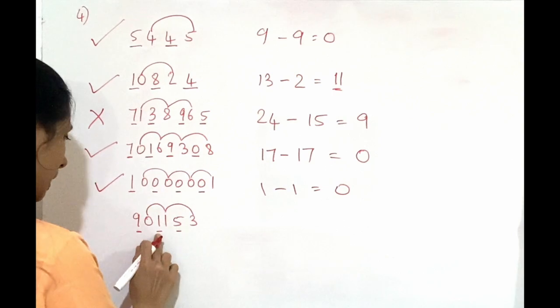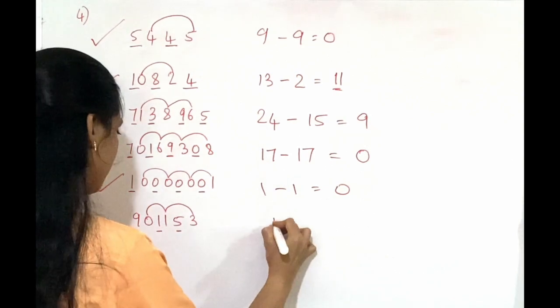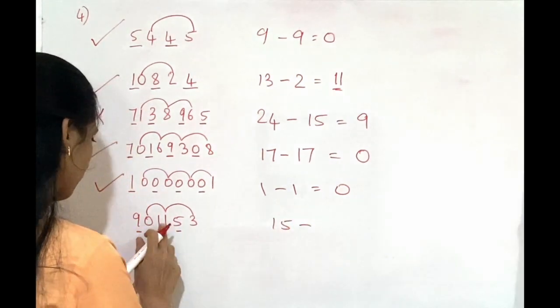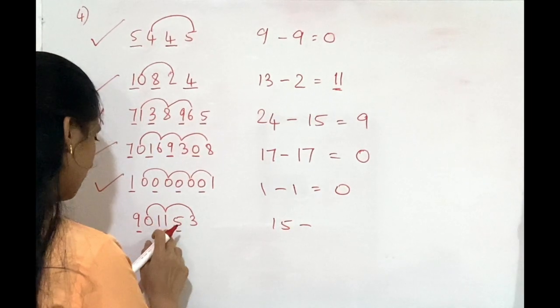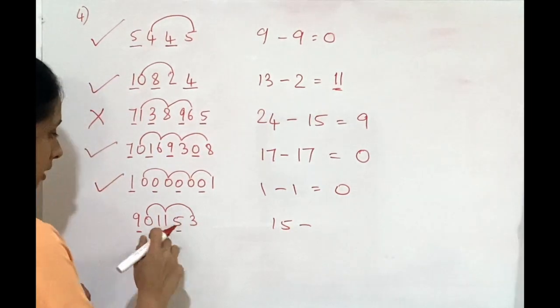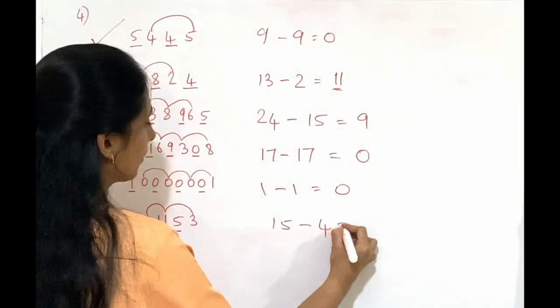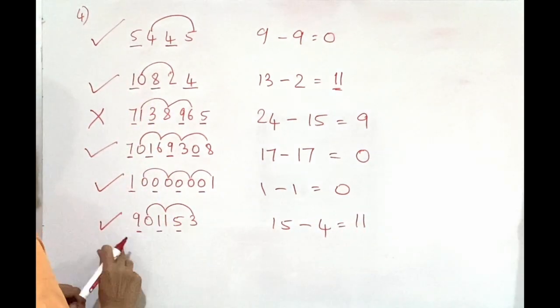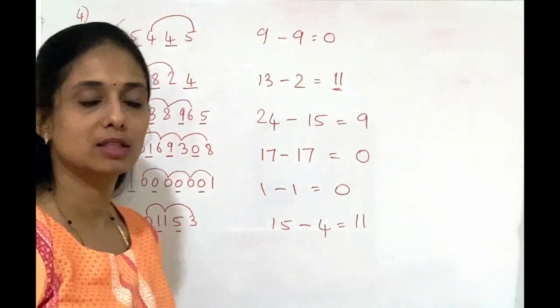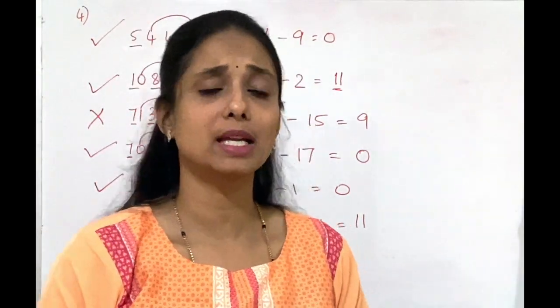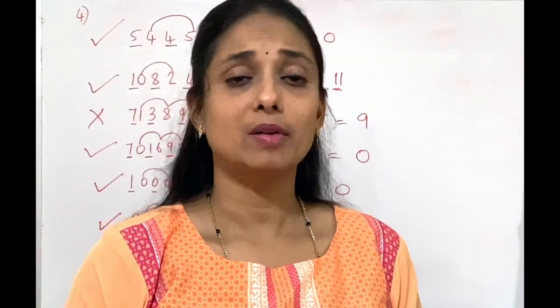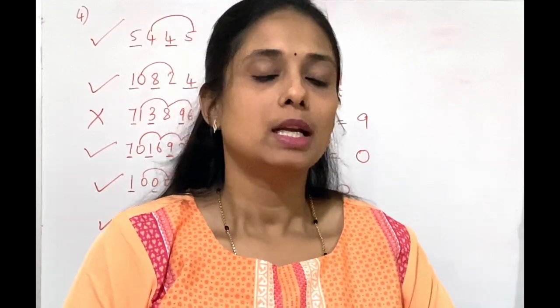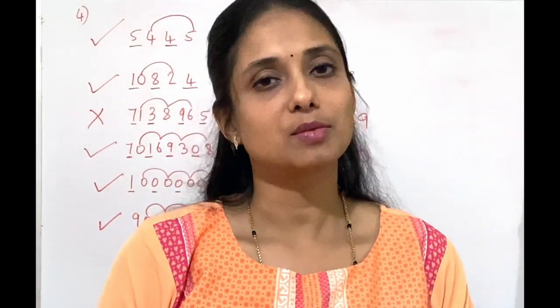So what do we have? 9 plus 1, 10. 10 plus 5 is 15, minus 1, 0 plus 1 is 1. 1 plus 3 is 4. 15 minus 4, 11. It is divisible by 11. So this number is divisible by 11. It's very simple, right? It looks like the divisibility rule of 11 is difficult, but not at all. If you understand, it is very simple.